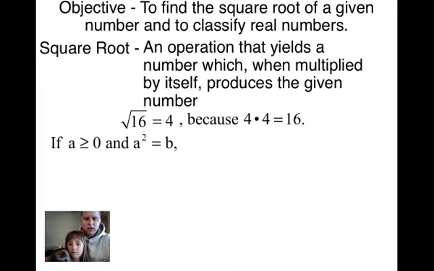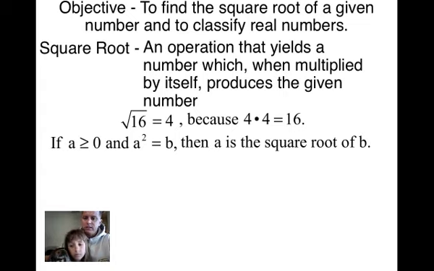What's the dot? The dot is another way of saying multiply. When you get older, we get away from the little x's, and we do dots or we do parentheses. Good question. So, if a is greater than or equal to 0 and a squared equals b, then a is the square root of b. Don't worry about that.